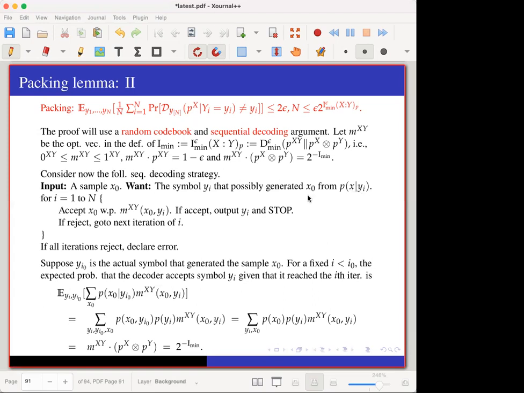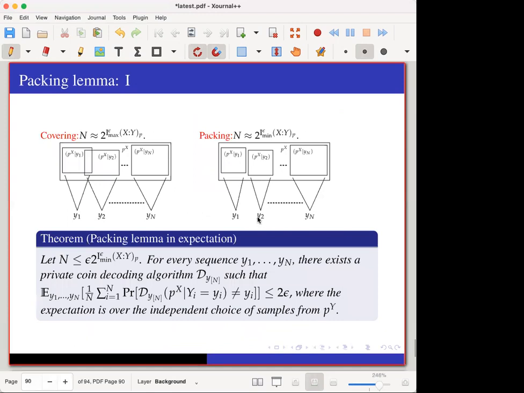So let's call a particular sample from this distribution x0. I'm now talking of Bob's sequential decoding. What Bob sees is just a sample x0, and Bob wants to figure out the symbol yi that possibly generated x0 from the conditional px given yi. The picture is this. Alice chose, let us say, y2. Bob does not know it. From y2, she generated a sample from this box, which happened to be x0, and that was sent to Bob. Bob sees x0 and he has to figure out y2. The point is, because these boxes are more or less disjoint, no matter what x0 is generated, Bob with high probability will know that it must have come from y2. So that's the idea of the packing lemma.